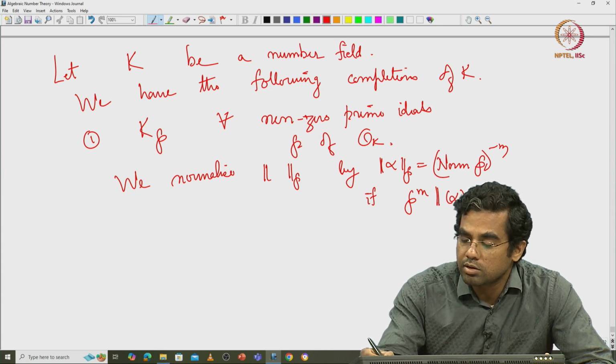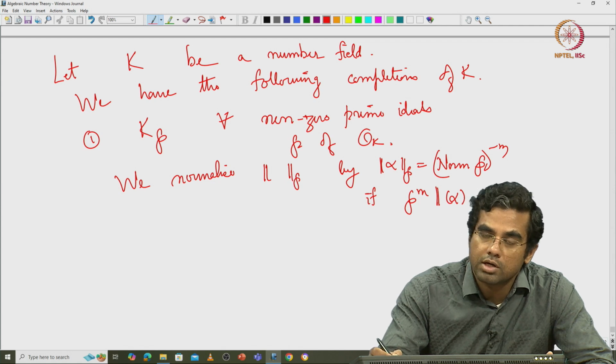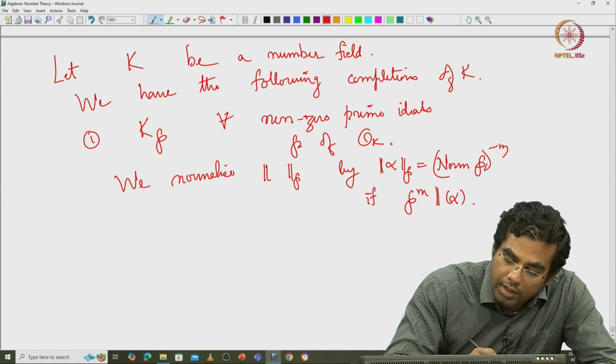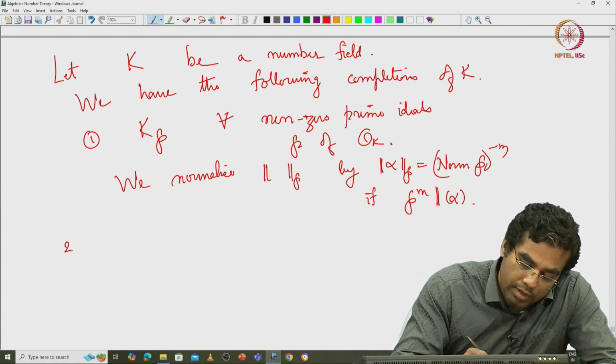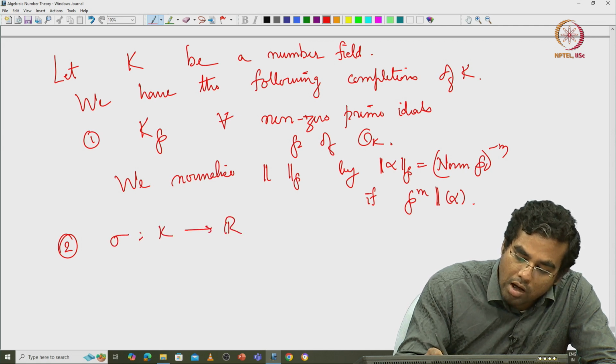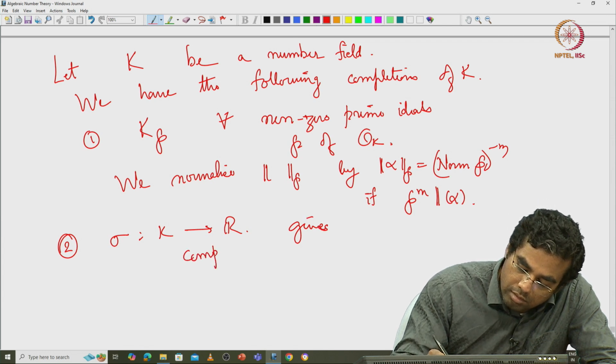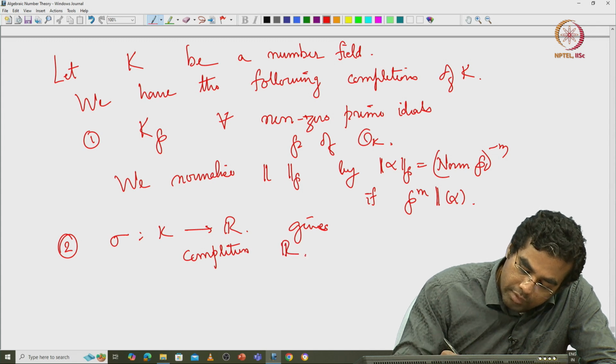You can change the constant, taking something equivalent, and that will change it to a different but equivalent valuation. Now, sigma from k into r gives completion r, and we normalize it as follows.